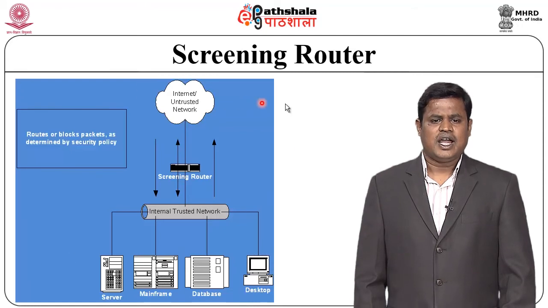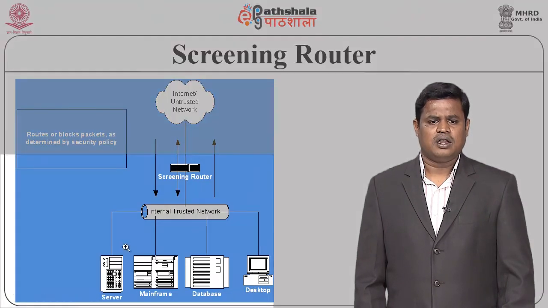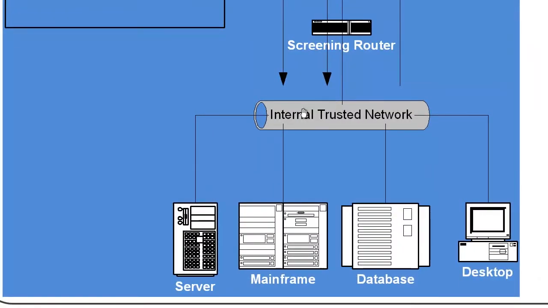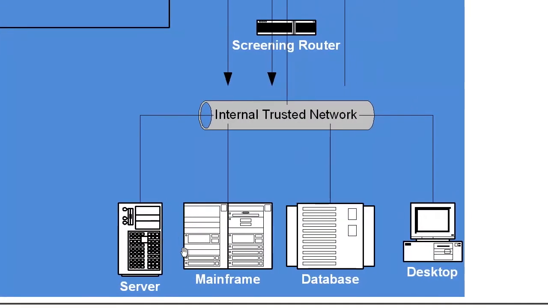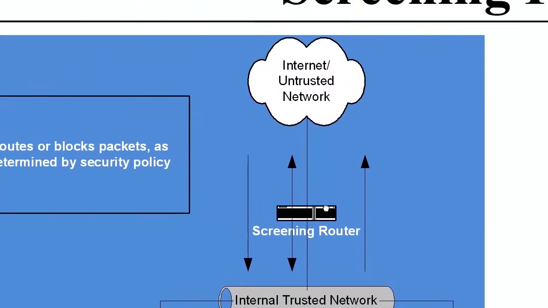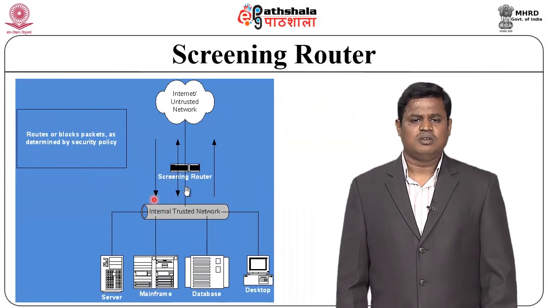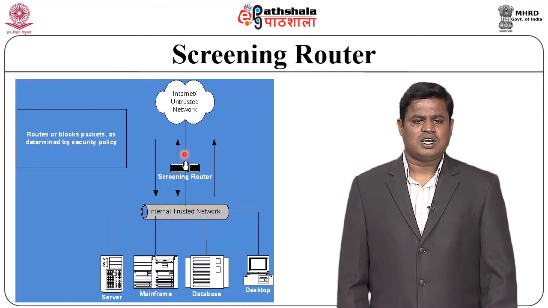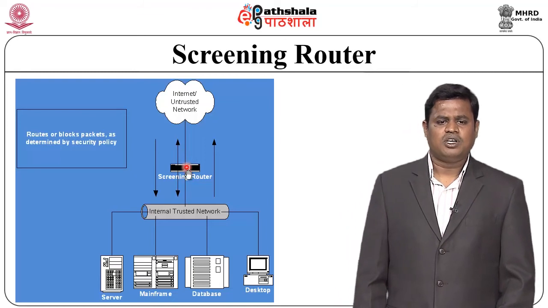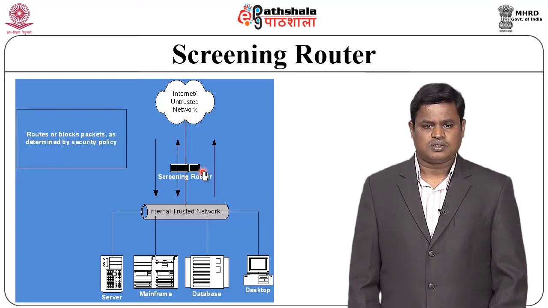So, here this is an overall view of your screening router. Here you can see our internal trusted network, where I have a server, mainframe, database, and a desktop. In that I will have one router which is connecting between my internet or untrusted network. So, this screening router blocks packets as determined by security policy. This is our simple screening router, which is the first level or baseline of defense, where I can prevent based on your layer 3 information like your source IP address or destination IP address.